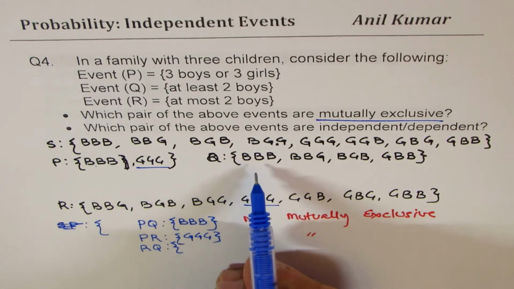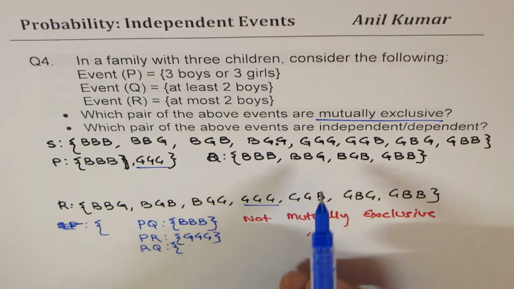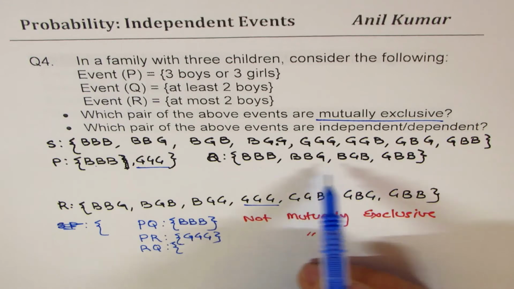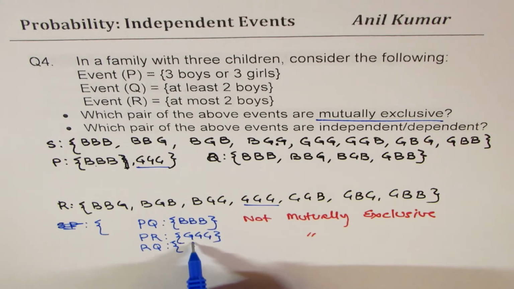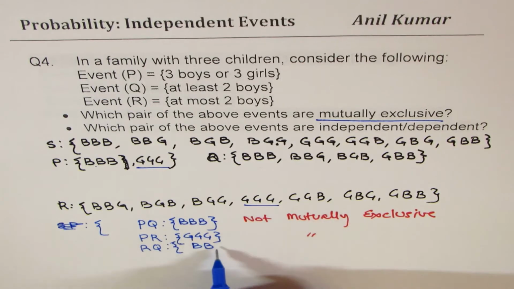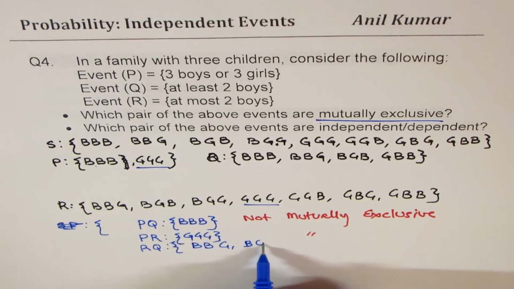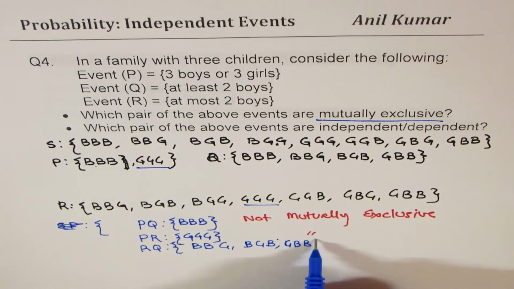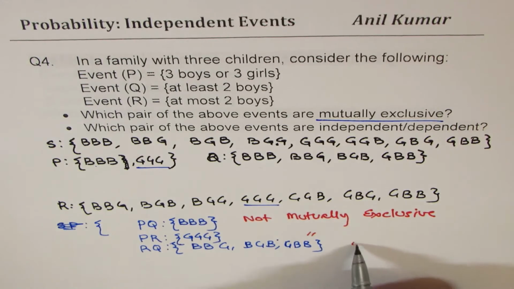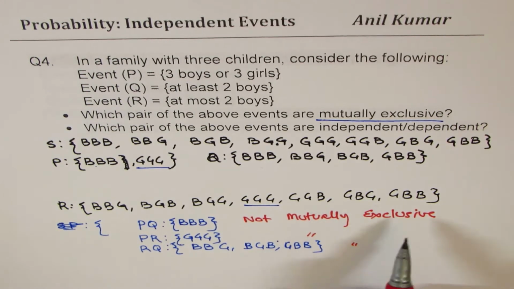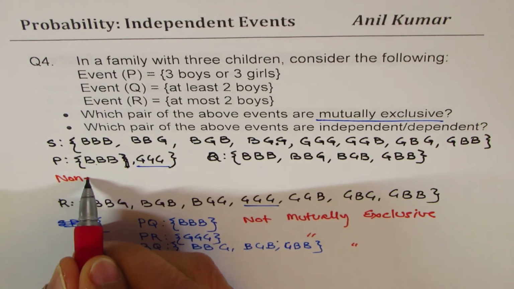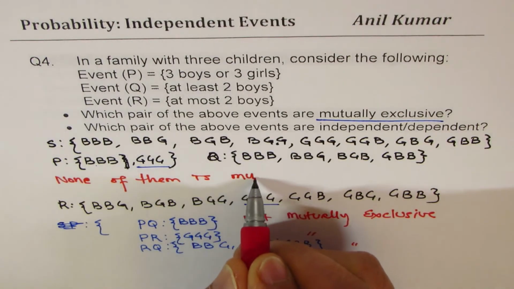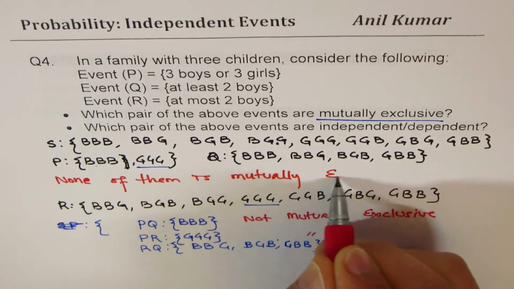in R and Q, we have quite a few common, right? So it is at the most 2, and here we have 2 for 3. So these 3 are common. So R and Q, the common elements are BBG, BGB, and GBB, right? So we see that none of them are mutually exclusive. So we get none of them is mutually exclusive.